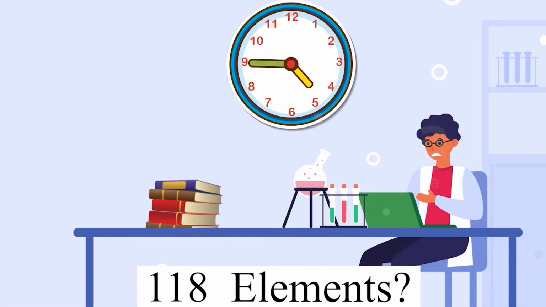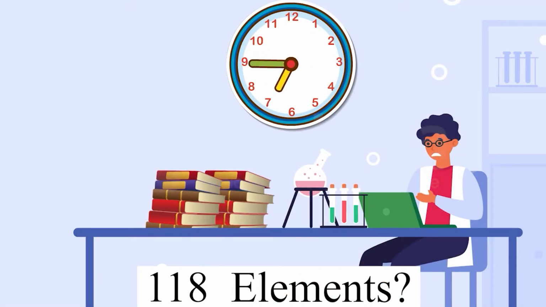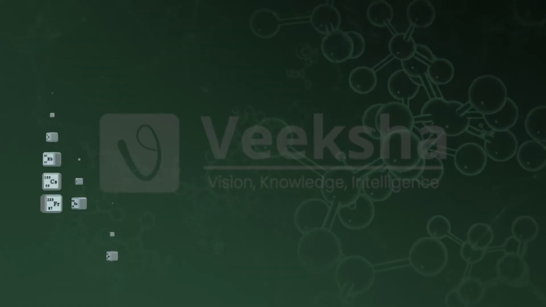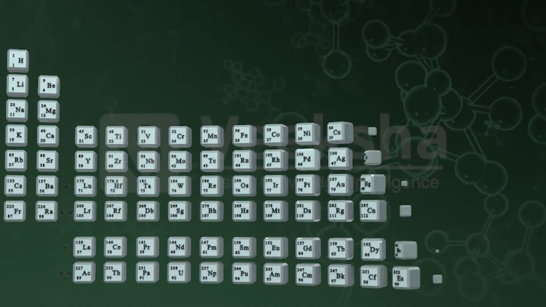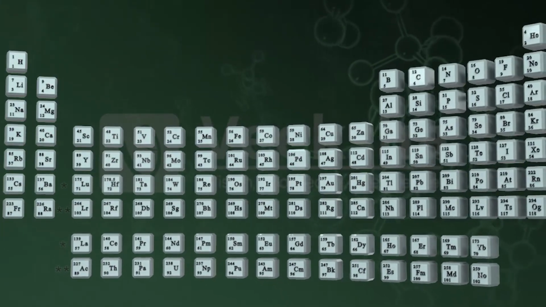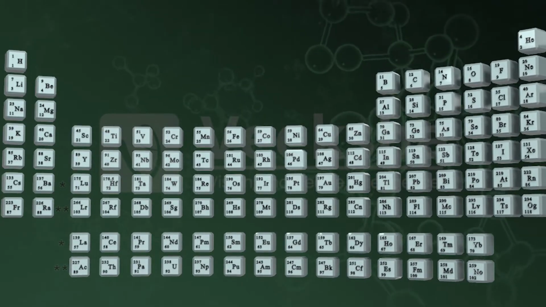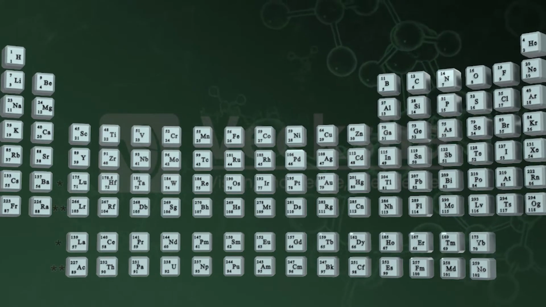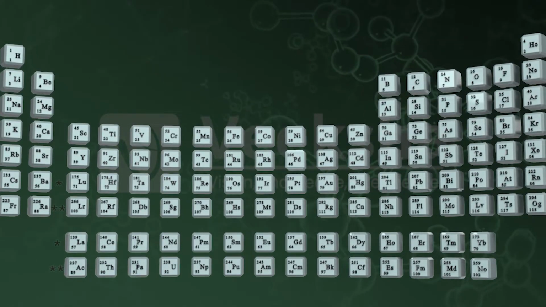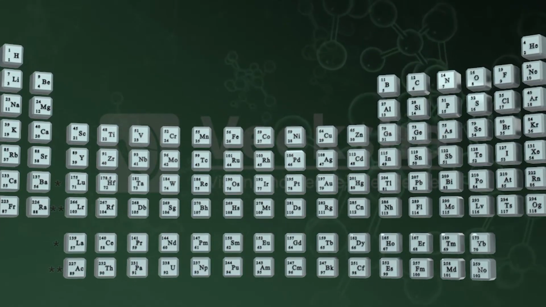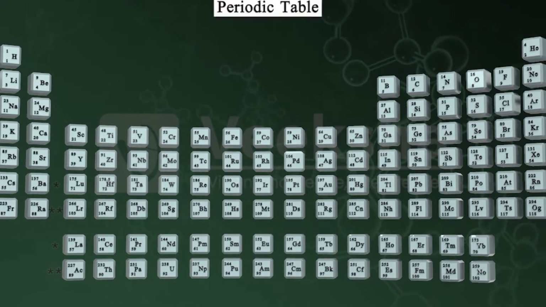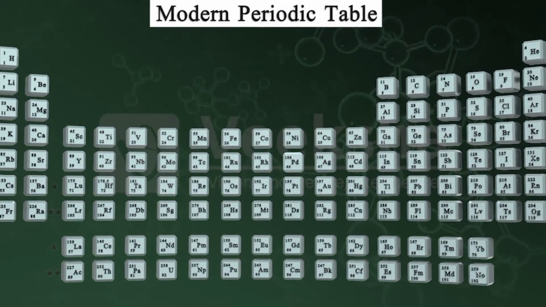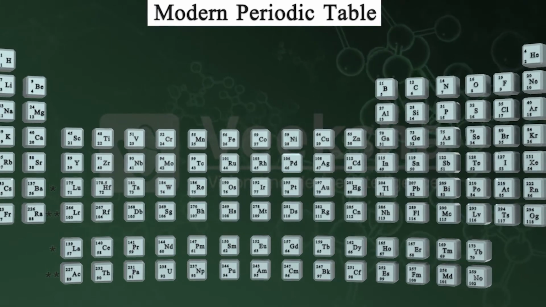It is difficult and time-consuming to study them. In order to overcome these difficulties, scientists have arranged these 118 elements in a tabular form in such a way that elements having similar properties are grouped together. Such a tabular display of elements is called a periodic table. Here is the modern form of the periodic table.